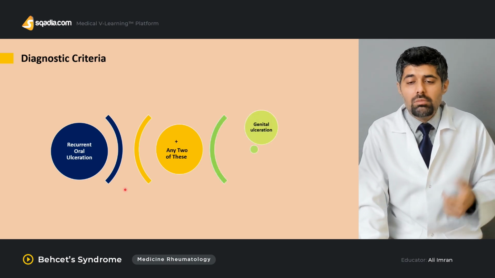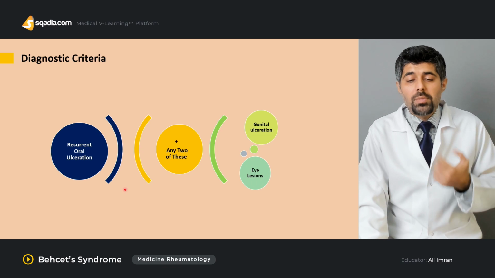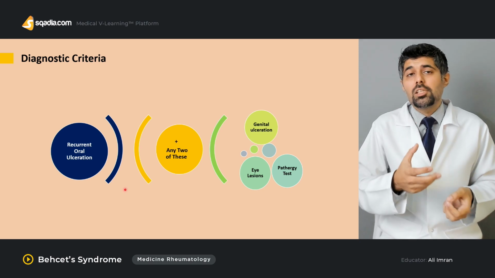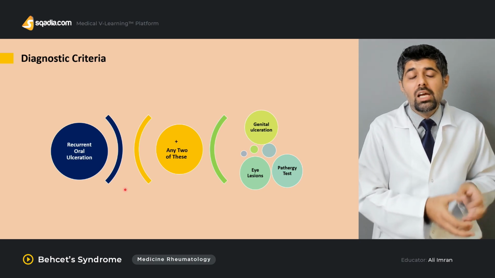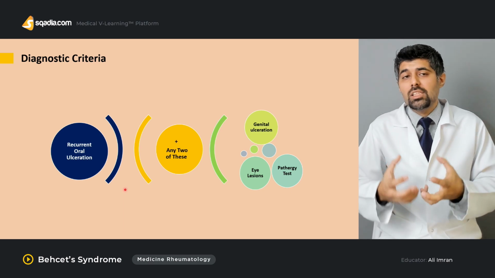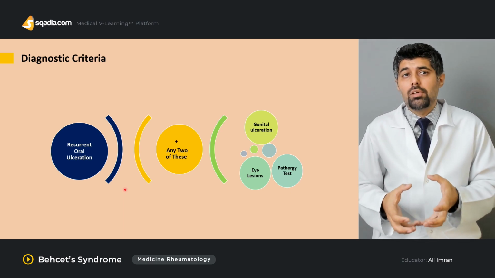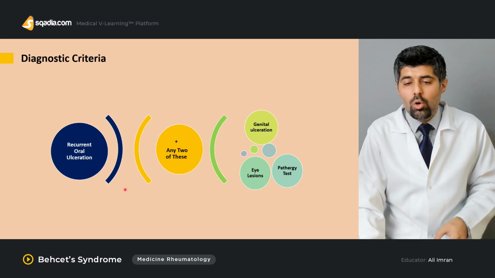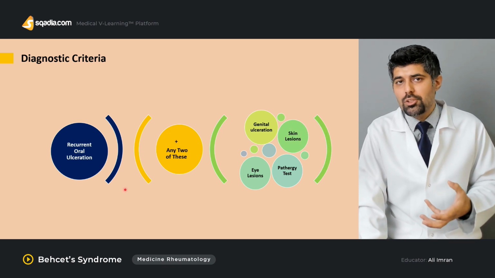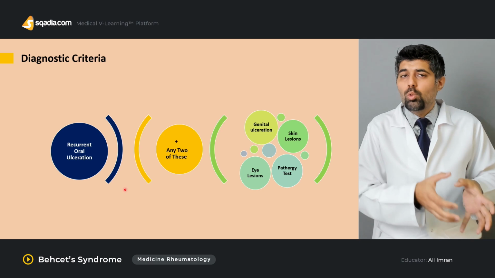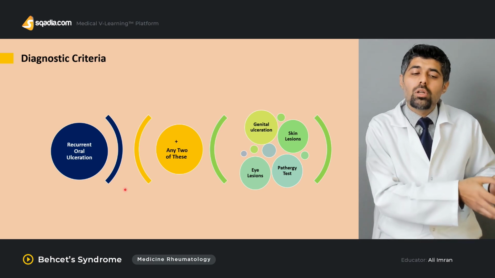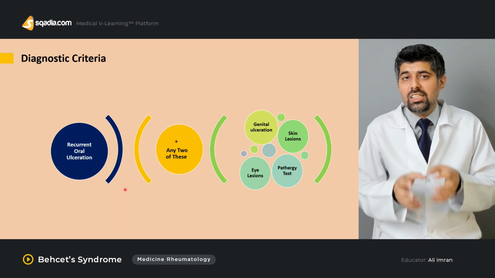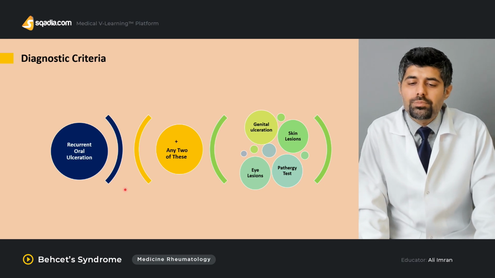Now, these can be genital ulceration, eye lesions, or the pathergy test, which is the subdermal injection of normal saline, and if a rash develops, then we say that the pathergy test is positive, and it is only positive in pro-inflammatory conditions or when there are skin lesions. So if only two of these are found along with oral manifestations and ulcerations, then we can easily say that the patient is suffering from Behcet syndrome.